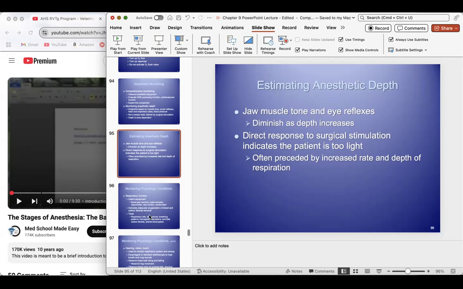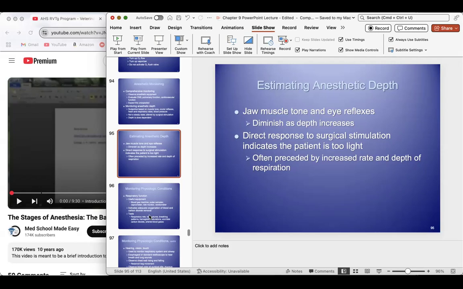That being said, if they have a direct response to surgical stimulation, right? Like the doctor is starting to do some kind of cut or maneuver in the surgery and they start to move a little bit or have a reaction to it, that means the patient's too light in anesthesia and we need to increase the rate and depth of that inhalant to get them in a deeper stage.